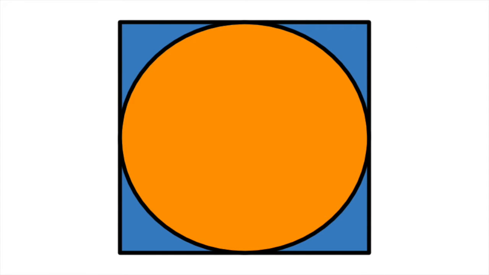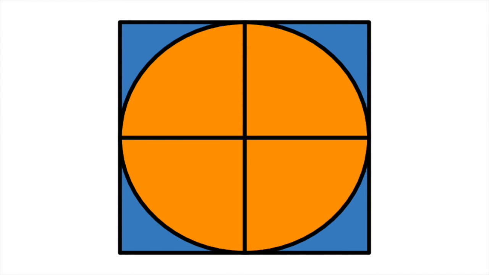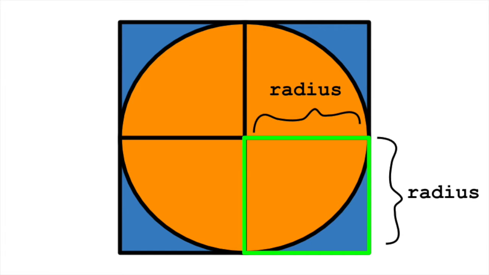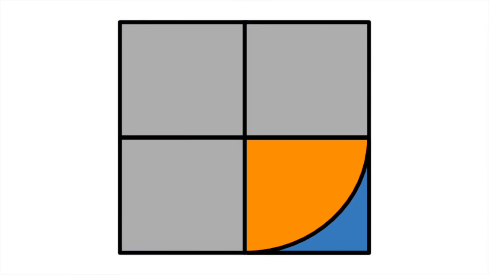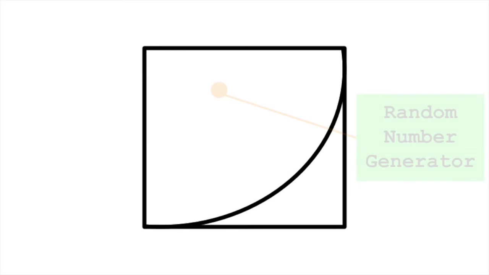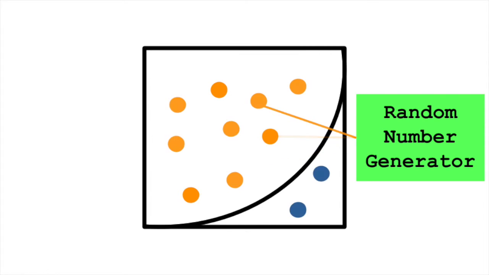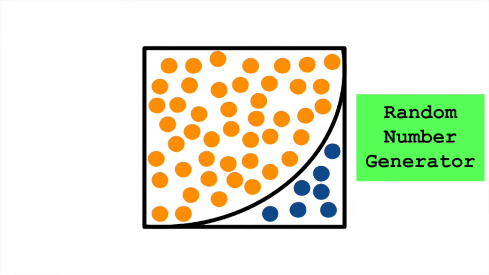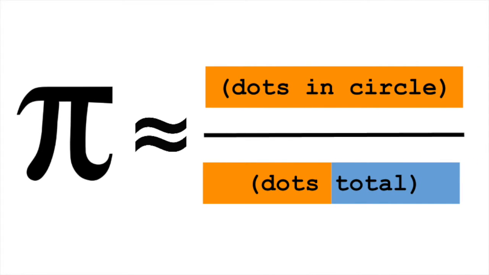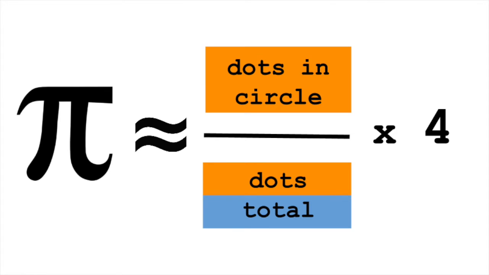First, imagine a square with a circle inscribed inside of it. Now divide this square up into four quadrants. The side length of each quadrant is the radius of the circle. To save time, we will use only one quadrant in our simulation. For some duration of time, we will place dots randomly in this quadrant. As we do this, our applet will approximate pi by dividing the number of dots in the circle by the number of dots total, and then multiplying that quotient by 4.